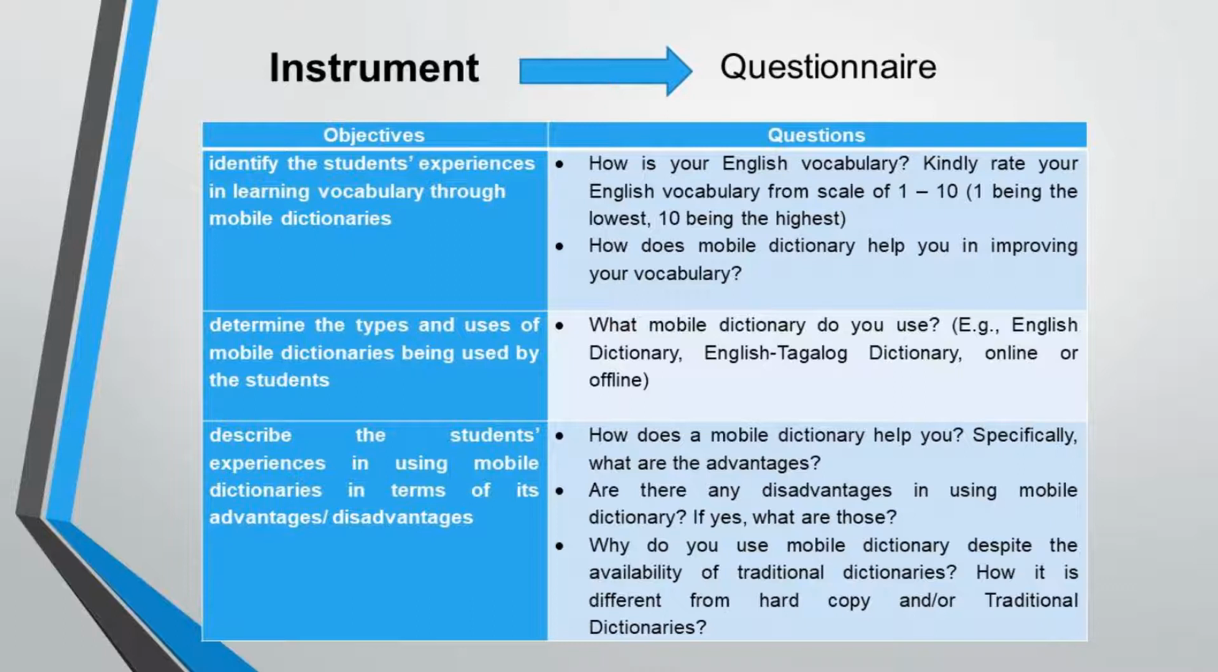So, how is your English vocabulary? Kindly rate your English vocabulary from a scale of 1 to 10, 1 being the lowest and 10 being the highest. So next is, how does mobile dictionary help you in improving your vocabulary?